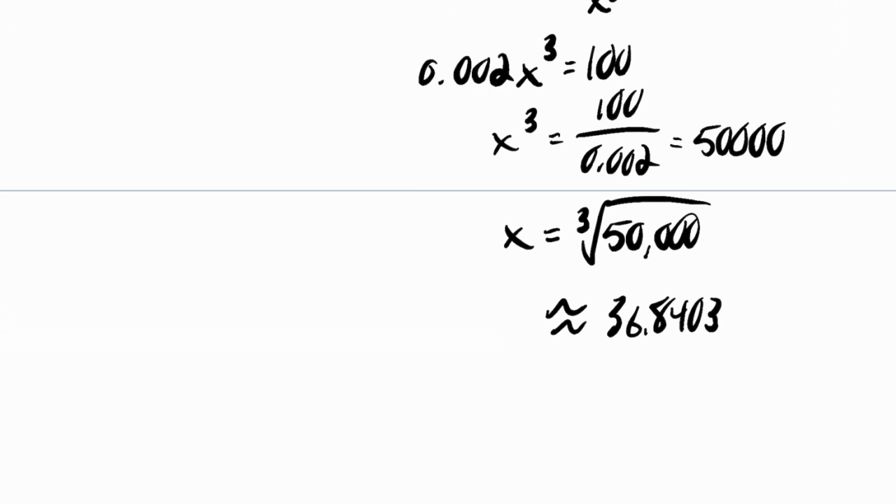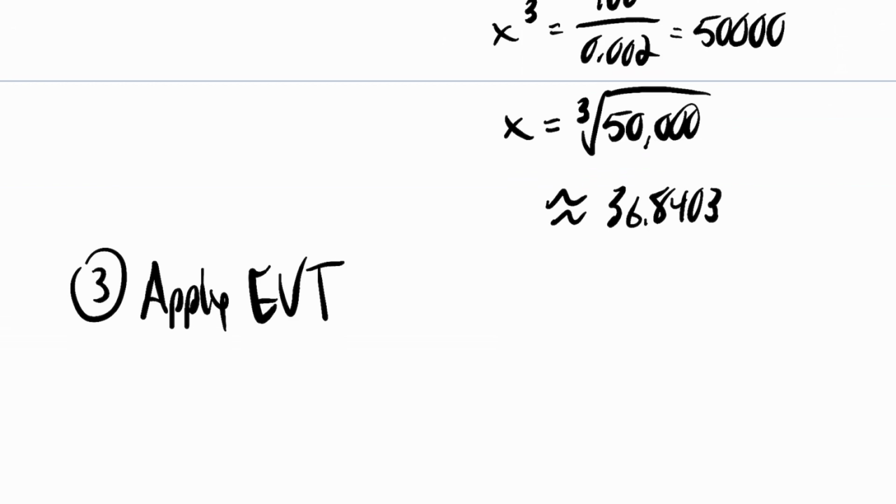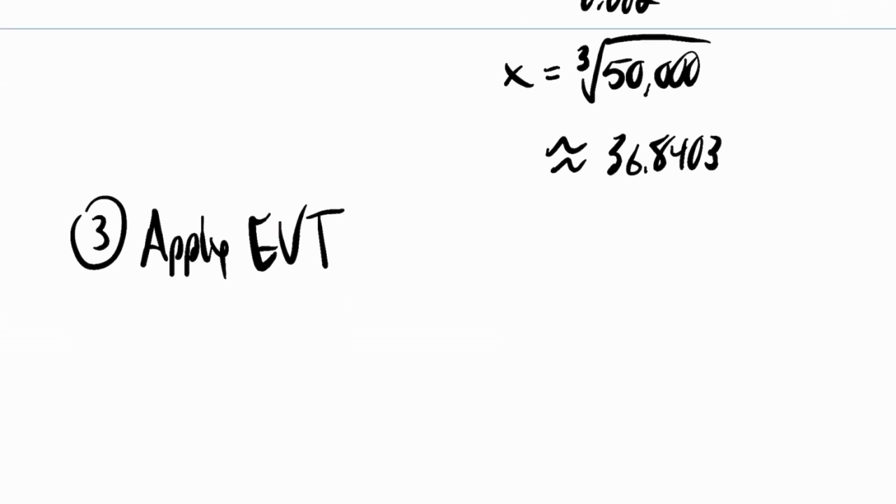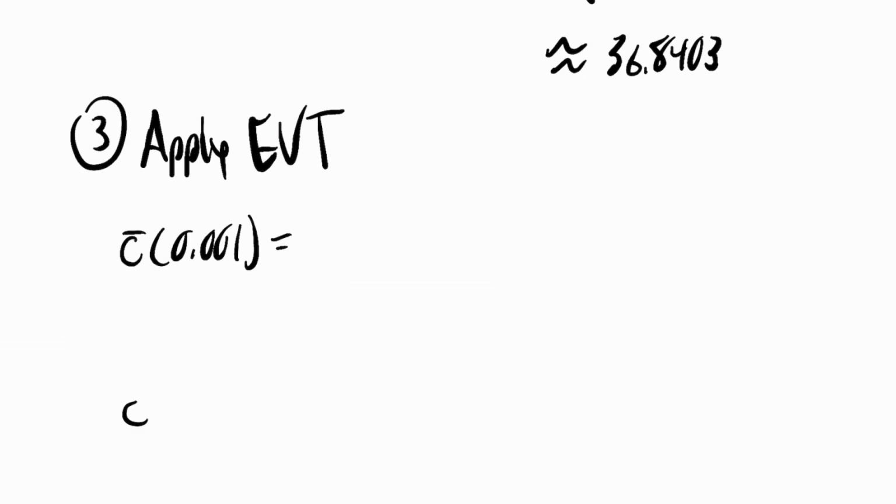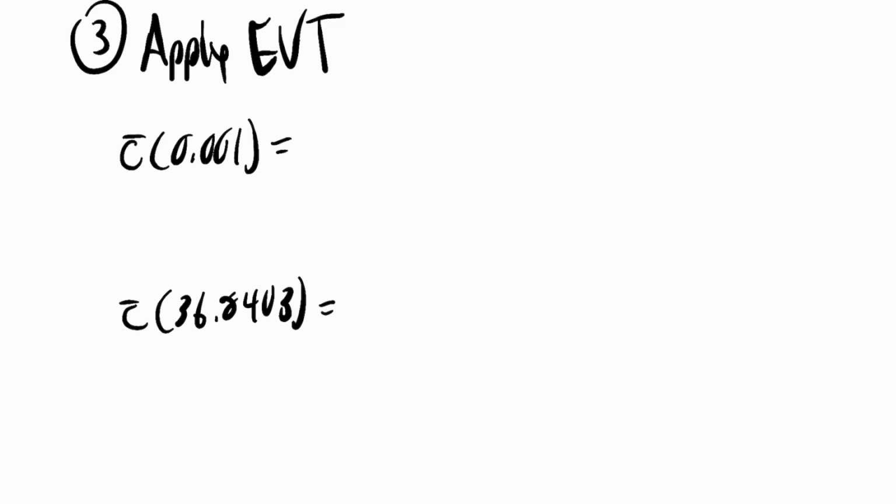So now, step 3, when I apply the extreme value theorem, because again, as I mentioned, we're dealing with a continuous function over a closed interval, we just have to check the endpoints and the critical number. So what is c bar of, well, not 0, sorry, 0.001? What is c bar of 36.8403? And what is c bar of 60?